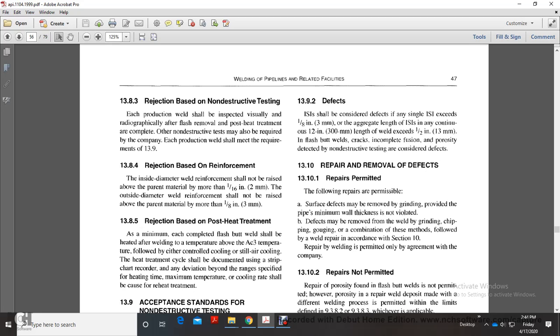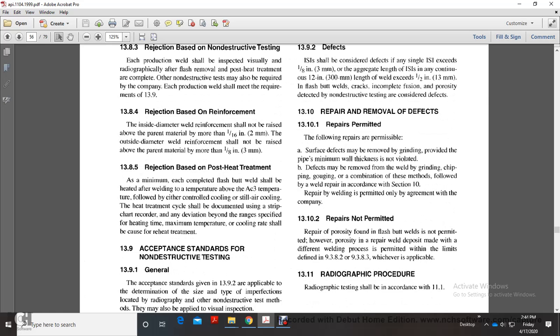13.10, Repair and removal of defects. Repairs are permitted. The following repairs are permissible: remove the defect by grinding, provided the pipe's minimum wall thickness is not violated. Defects may be removed by grinding, chipping, gouging, or a combination of these methods, followed by weld repair in accordance with Section 10. Repair of the weld is permitted only by agreement with the company.